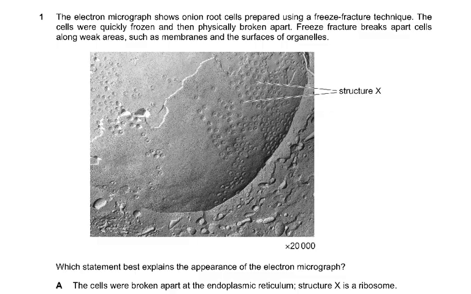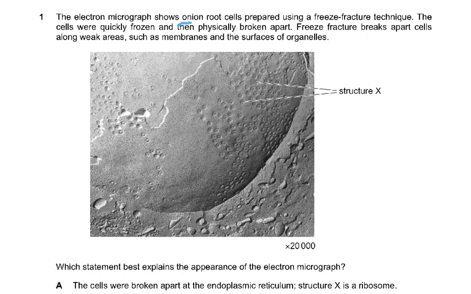Now, as you can see in the first question, the basic skill which you must have is the art of reading a question. That is sometimes lacking in some students, and you must try to develop that skill. The electron micrograph shows onion root cells.